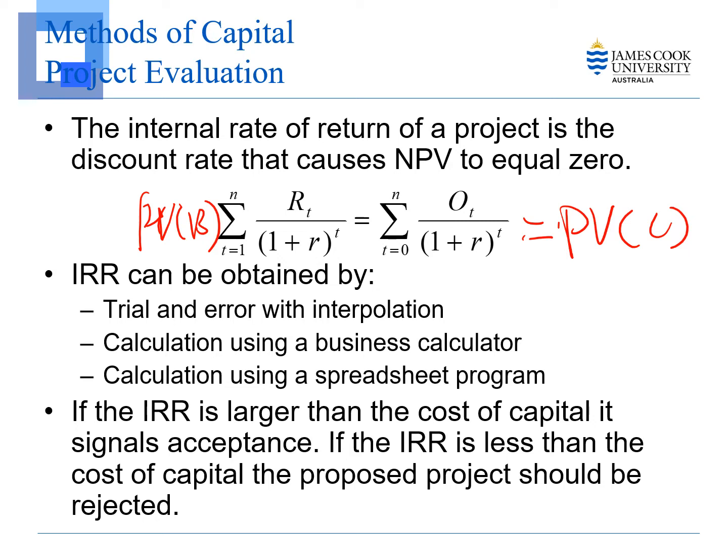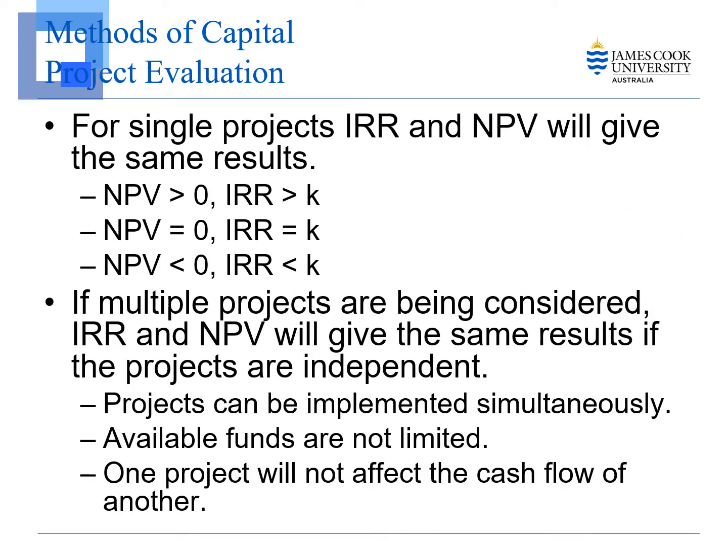If, say, the bank charges me 12%, then it's going to be no, we shouldn't go ahead with this project because the IRR is only 8%, lower than the 12%. So when we are evaluating only one project, using IRR and NPV, we are going to get the same results. If NPV is positive, that means IRR is bigger than the cost of capital. If it's zero, then IRR is the same as the cost of capital. If it's negative NPV, then IRR is less than the cost of capital.